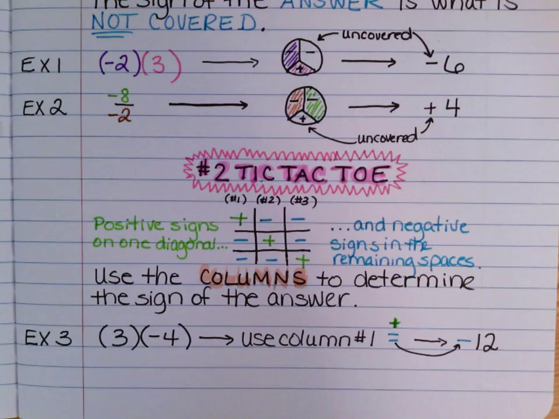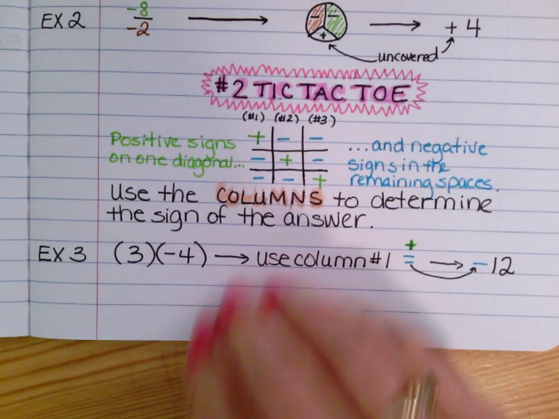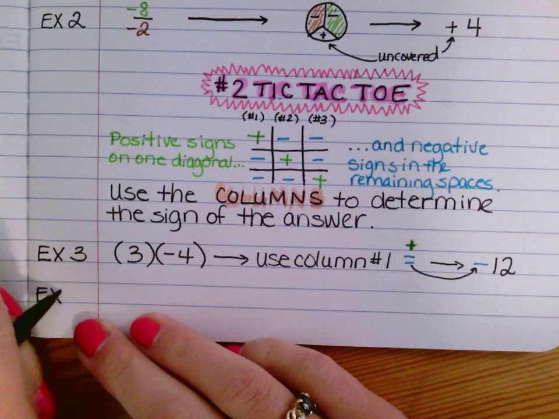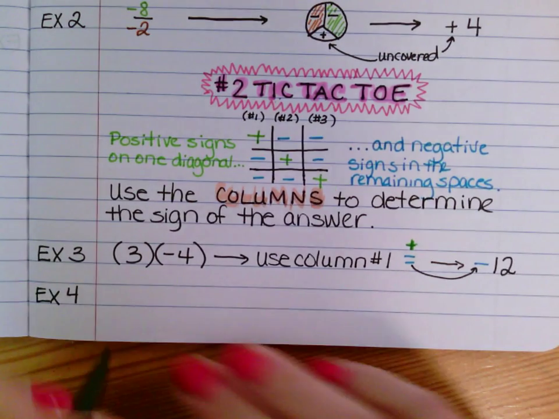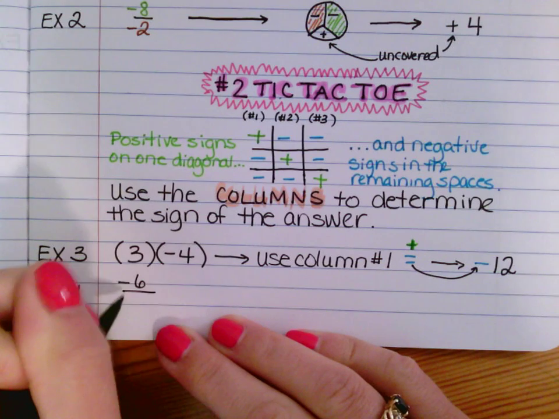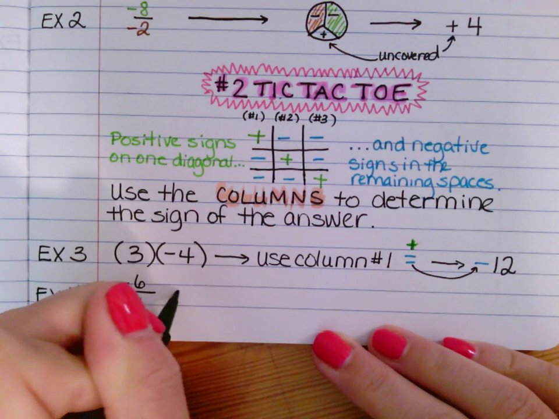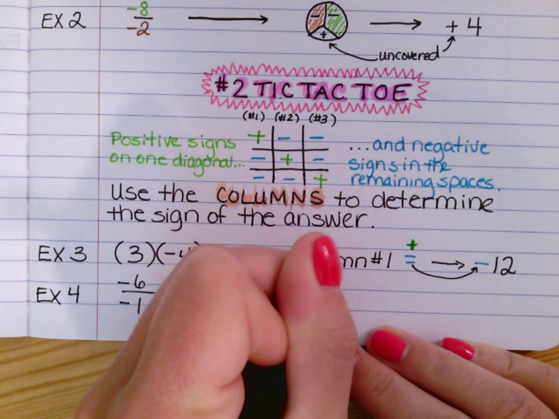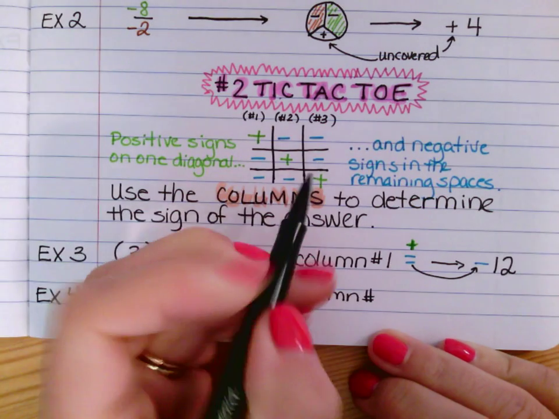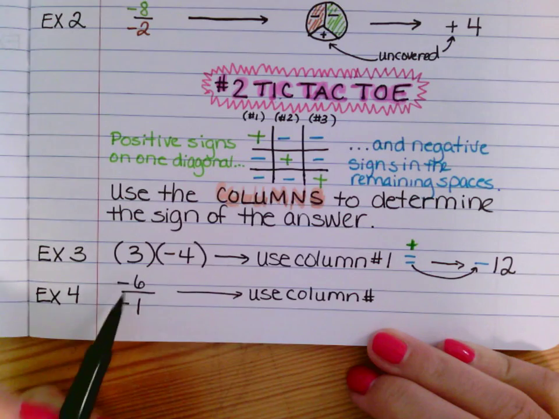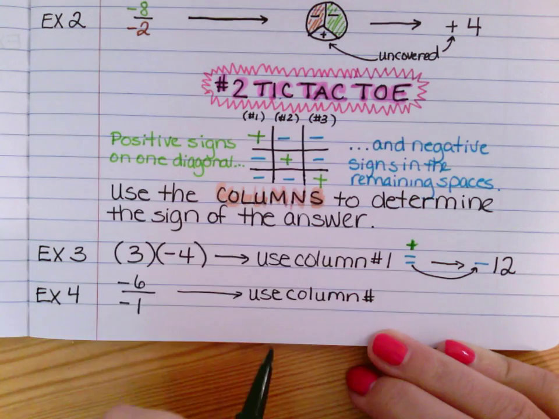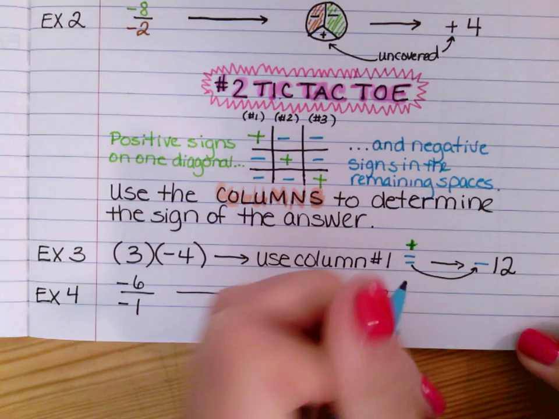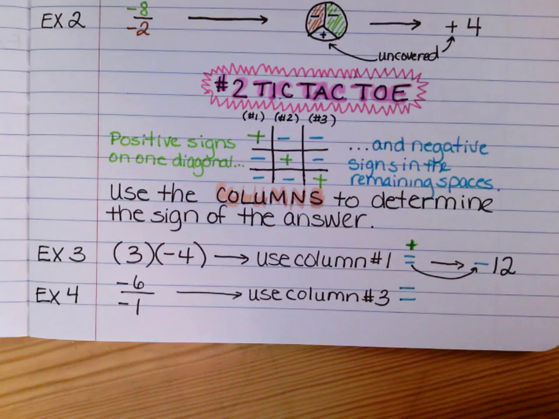All right, let me move this down. We'll do one more example, and then obviously we'll be done. We're on the last line of the page. All right, so let's say we have -6 divided by -1. In this case, we're going to use column number 3 because it's negative divided by negative. So we use column number 3, which looks like this: negative, negative, positive.